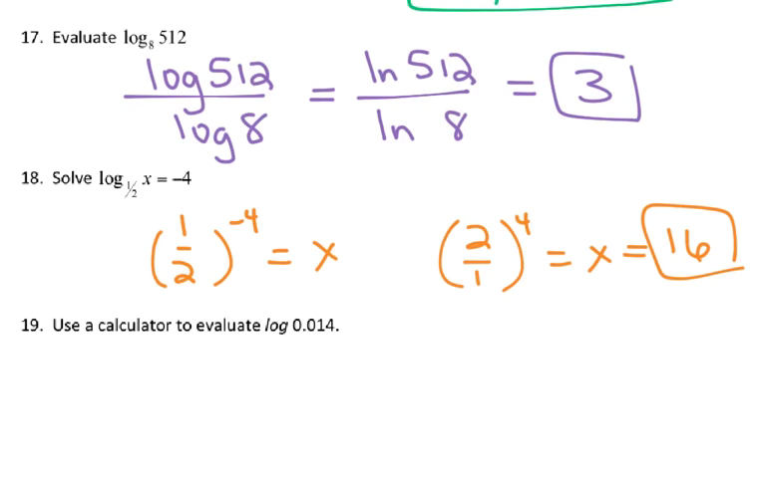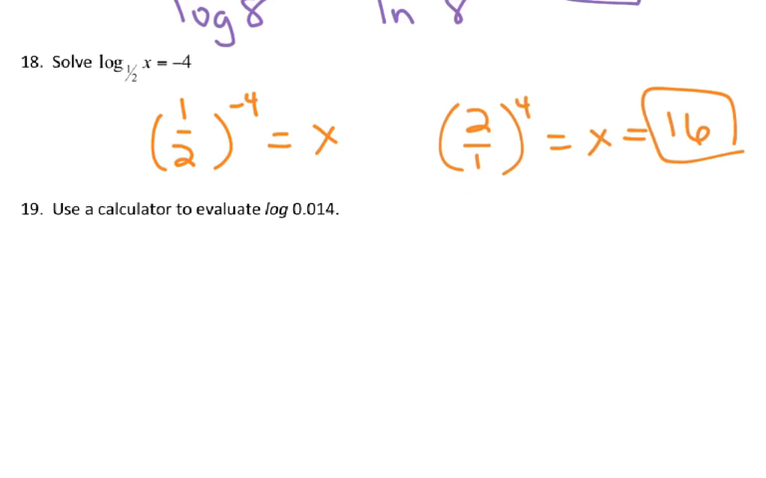Number 19. Use a calculator to evaluate the log of 0.014. Normally, when we do these log problems, we would round our numbers to 4 decimal places, although some teachers allow students to round it to 2 decimal places. It is a multiple choice test, so you're going to be able to figure out which one's the right answer by looking at the multiple choice answers. So if you plug this into your calculator, I'm going to round it to 4 decimal places. It's going to be negative 1.8539.